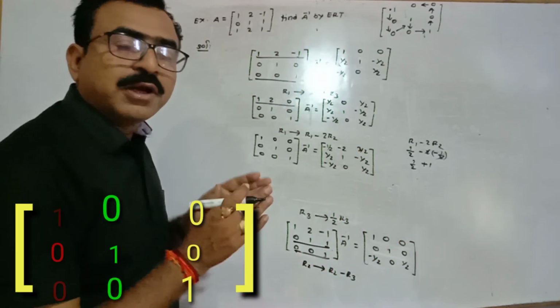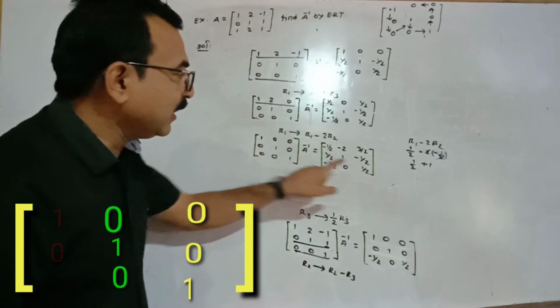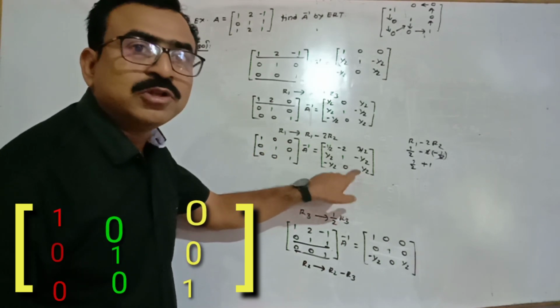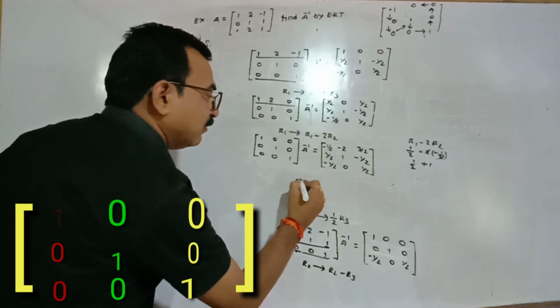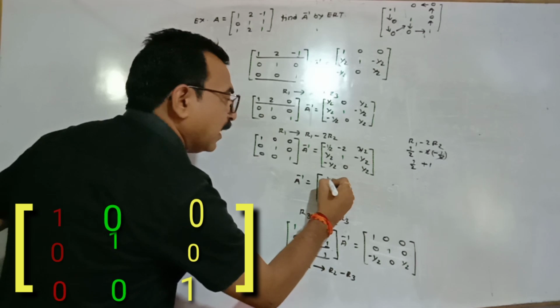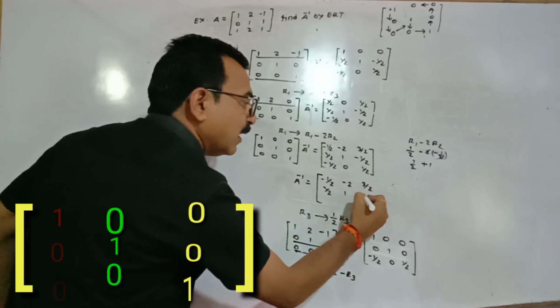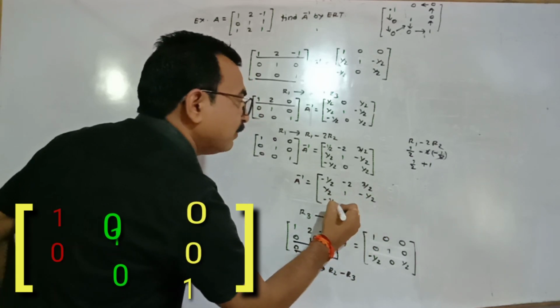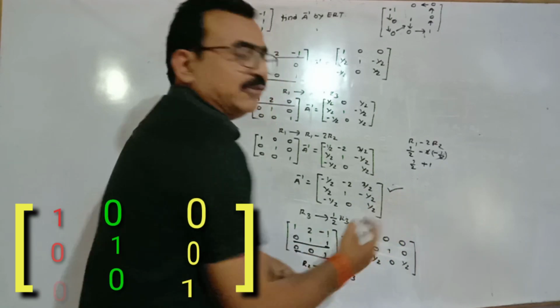Now what happened? This matrix A is converted into the identity matrix. And here, one new matrix is formed. So friend, this matrix is your required inverse. So write down A inverse is equal to minus 1 by 2, minus 2, 3 by 2, 1 by 2, 1, minus 1 by 2, minus 1 by 2, 0, 1 by 2. So this is your required answer.